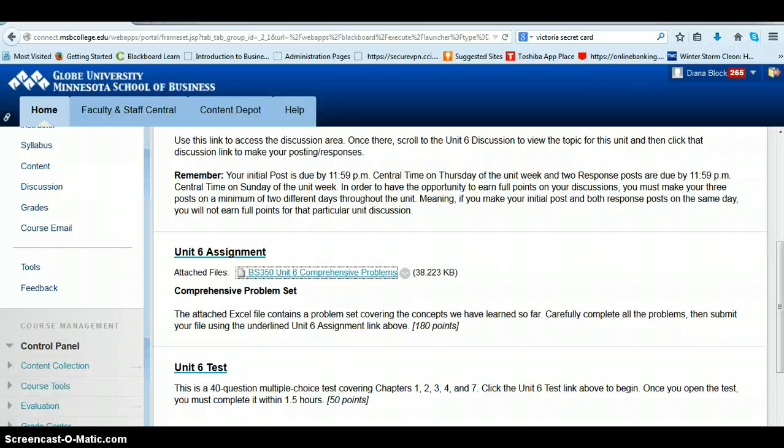And you can review your problems that you've submitted previously along with the feedback that I've given you on those, the solution file or the solutions to any problems that you have missed. And then also the example problems that are in the textbook will help you get through these comprehensive problems because they are just a review of things that we have done previously.